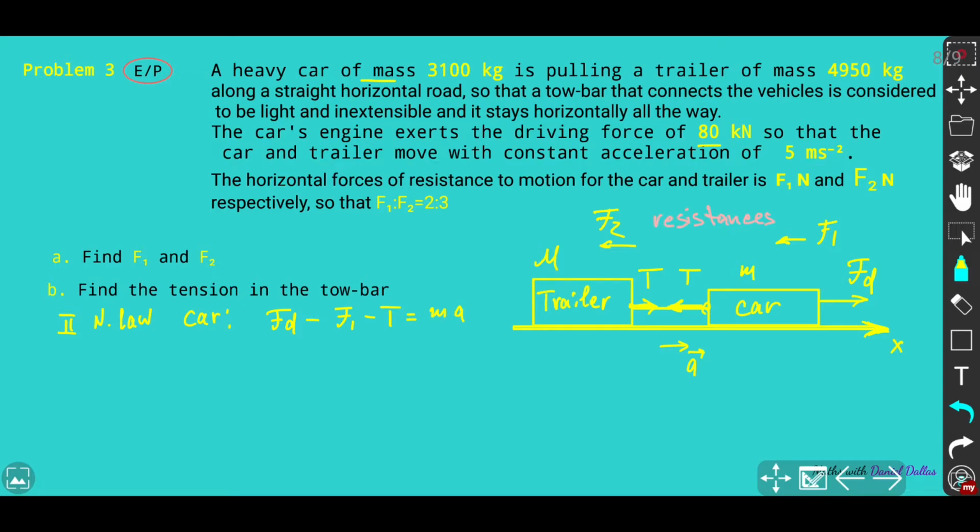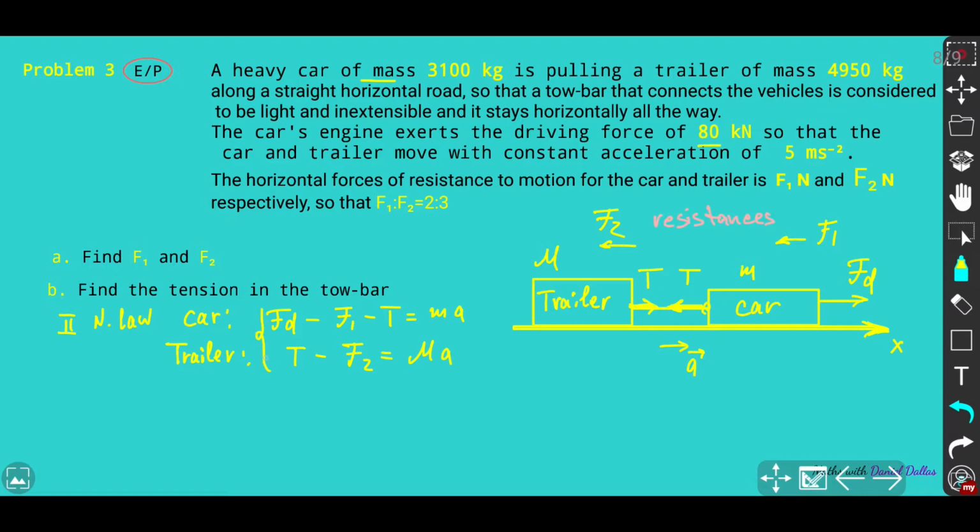Okay, so for the trailer, what do we have? We have only the tension force, so actually it's pulled by the car, and that's the sort of driving force that makes this trailer move. All right, so that's why it's tension minus only F2. That's the only force against the motion, and that's going to be m times a. Okay, different m. So this is the system of equations.